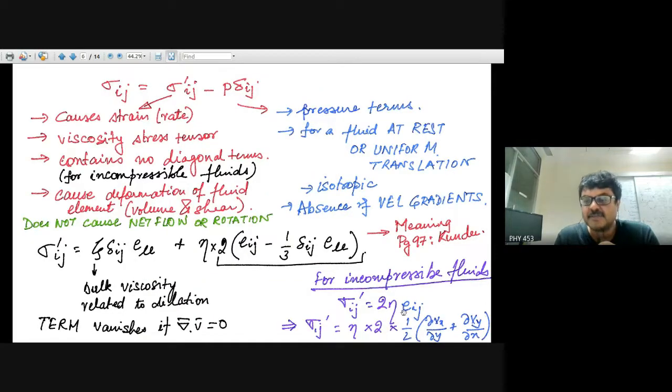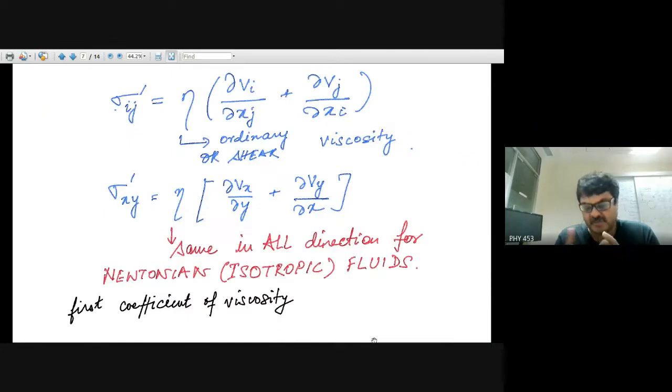So when written in terms of Eij, you have an extra 2 factor, but in general, since you have 2 and there's a half that cancels, you have del Vi del Xj plus del Vj del Xi. When you write this as xy, you have eta del Vx del Y plus in general del Vy del X. But if you had pure shear flow like that, the shear stress will be proportional to eta into del Vx del Y.